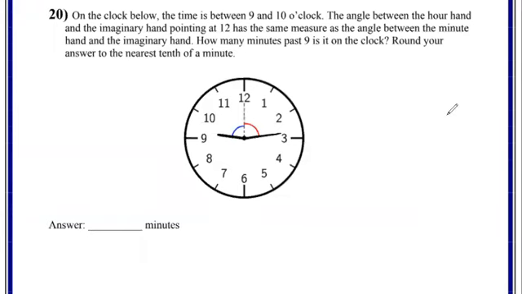Okay, so in this question, we have another clock problem. The time is now in between 9 and 10. The angle between our hand and the imaginary hand pointing at 12 has the same measure, which basically means this blue angle right here and this red angle right here have the same measure. And how many minutes past 9 is on this clock?